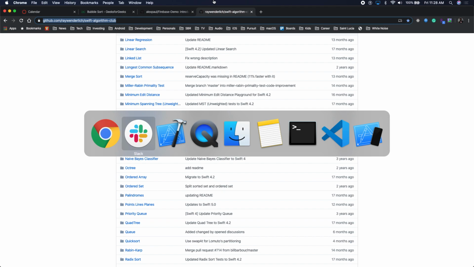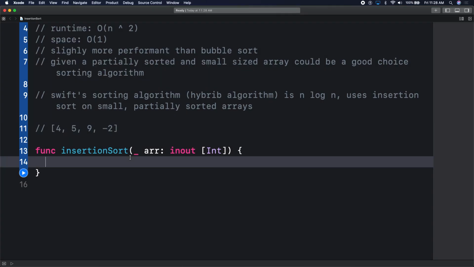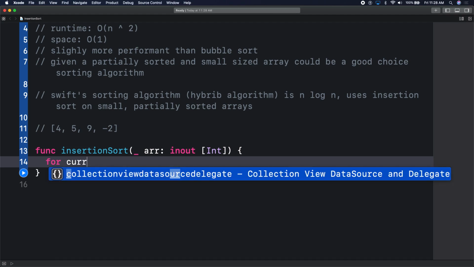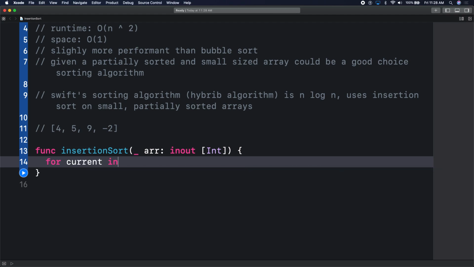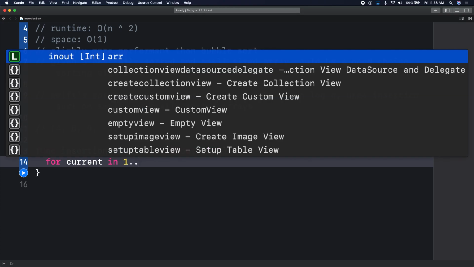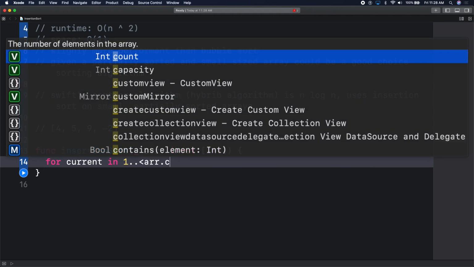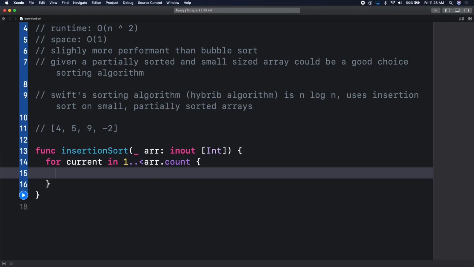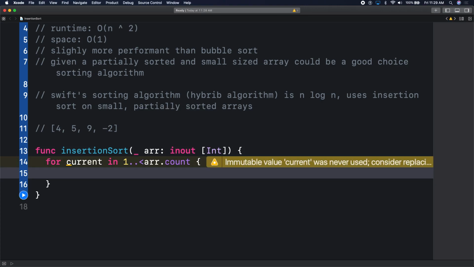Let's continue on to our project. Here we have our insertion sort. We had a variable called current, which we'll use to go through our array. So for current, again we're looking at the first value as opposed to the 0 value earlier in our bubble sort, up to array.count. That's the outer array. The inner array, as we said earlier, we want to reverse to look at the left values.